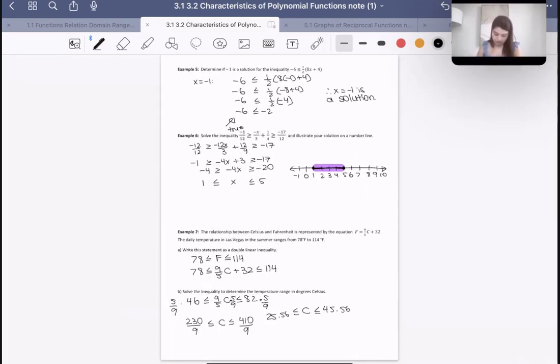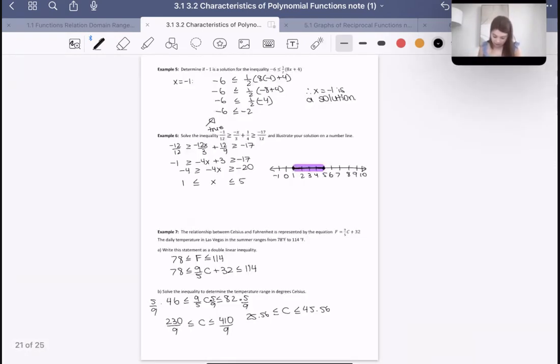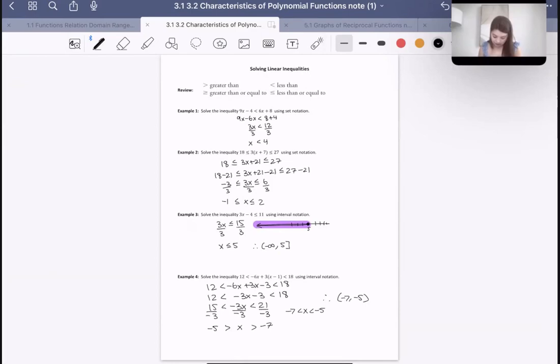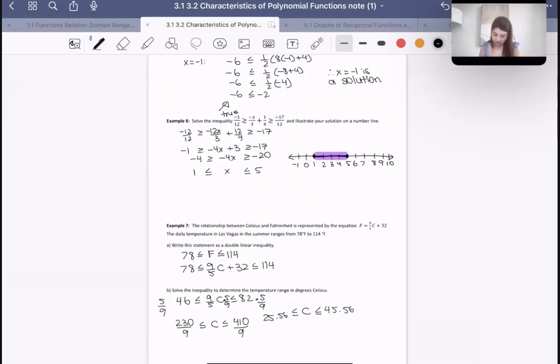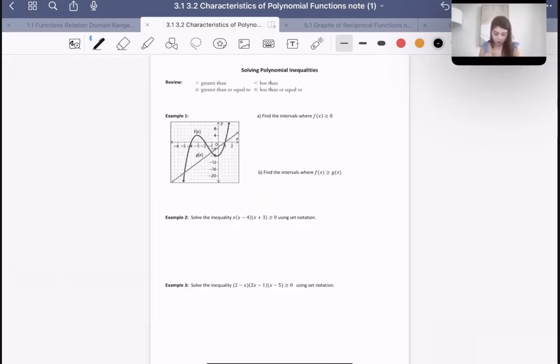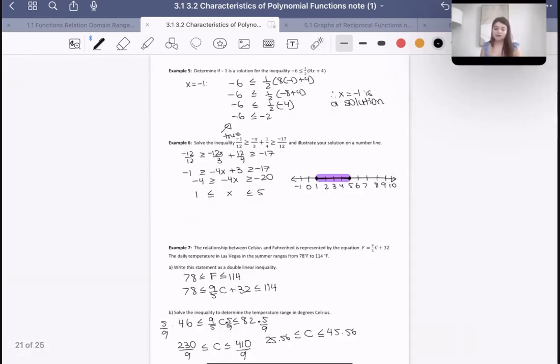All right, well, that is all for solving the linear inequalities. Next time we're going to be talking about solving polynomial inequalities, so I will see everybody back for that day.